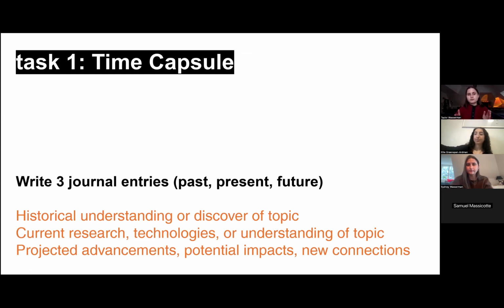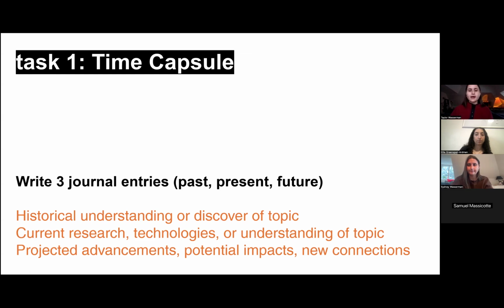And then for the present one, I think a lot of us can use whatever connection we personally have to the topic right now, because you would likely be choosing a topic that you have some connection or interest to. A lot of the tips I'll get into later have that physical, personal, emotional attachment. Since it's a handwritten journal, I think that's a really good opportunity for the present journal entry to use that personal connection. But it should also reflect current research, technologies, and a basic understanding of how the topic is looked at today.